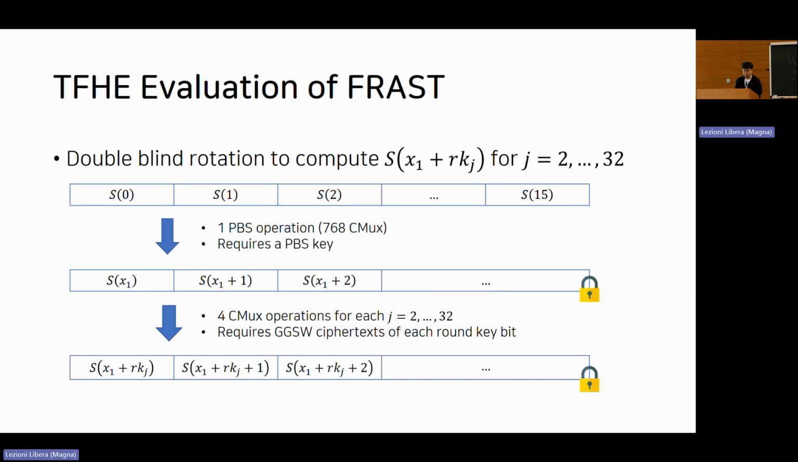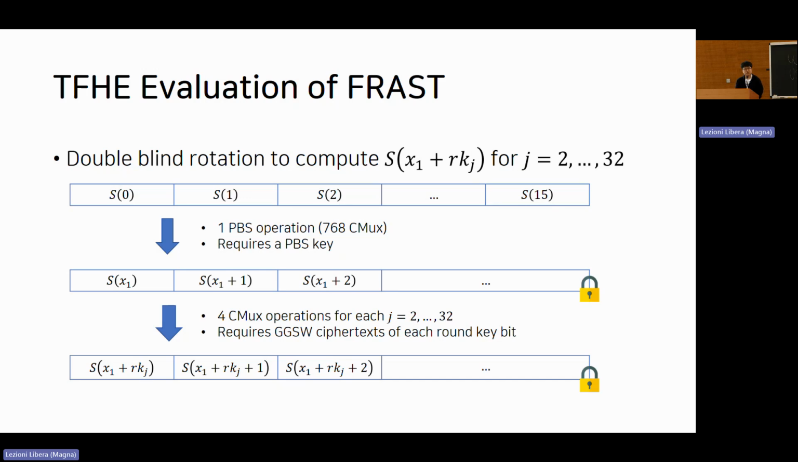Under this structure, we evaluate the first 31 S boxes of Prast efficiently by using double blind rotation. The idea is separating the rotation in two steps. First rotation by X1 and second rotation by the round key. Because the first rotation output can be shared for all the S-box outputs, we can do the first rotation only once, and the second rotation we do for each round key.